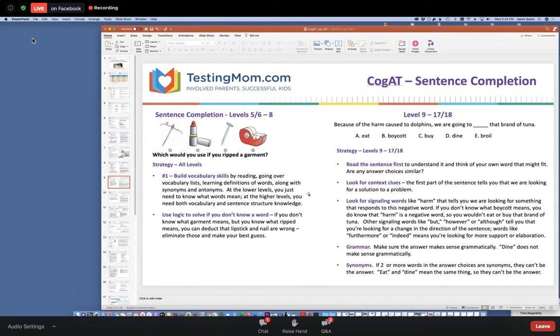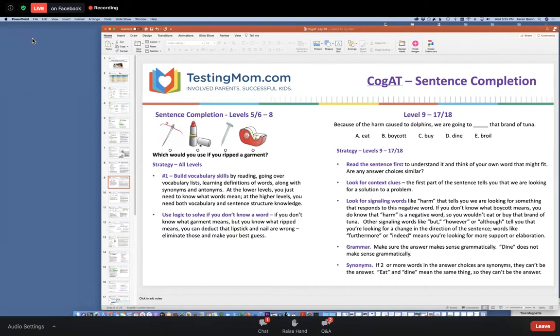what a word means. So for example, if you don't know what ripped or what garment, or let's say here, you're more likely not to know what garment means. You might know what ripping means, right? We all kind of know that one, but garment, maybe not. So if you know that this has to do with getting ripped, you can probably, and the question is, what would you use if you ripped a garment?